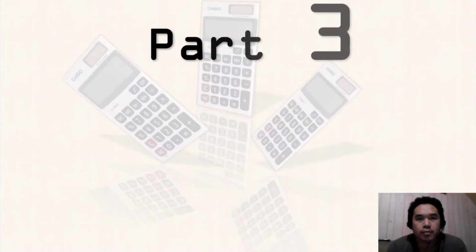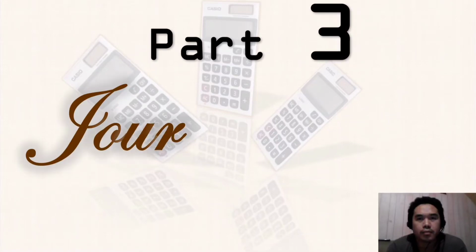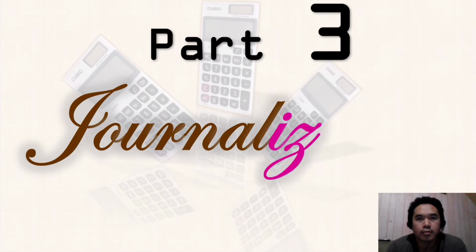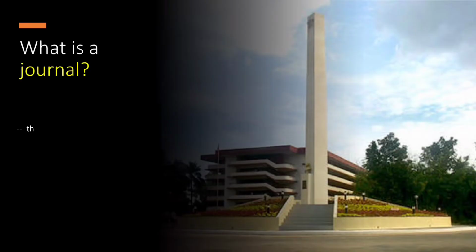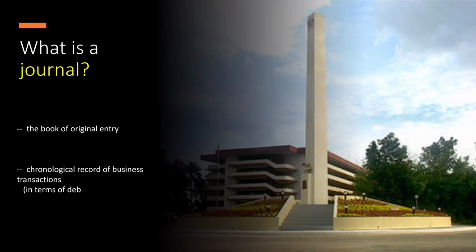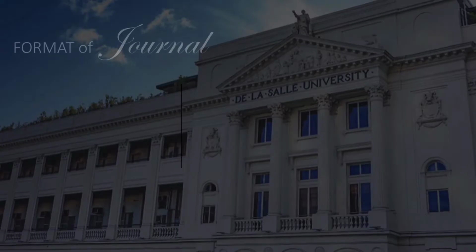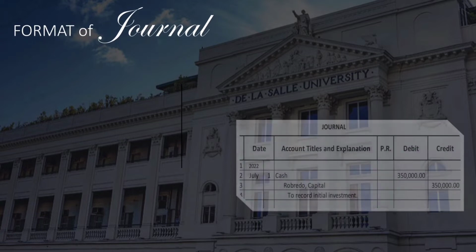Alright, now we proceed with our third part, that is journalizing. So again, we will first define what is a journal. Journal is the book of original entry because this is the first record of the business transaction. It is a chronological record of business transactions in terms of debit and credit.